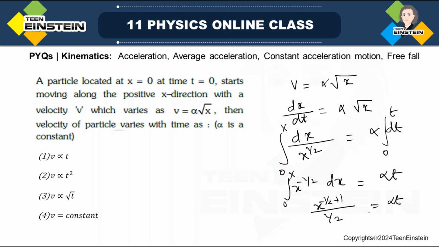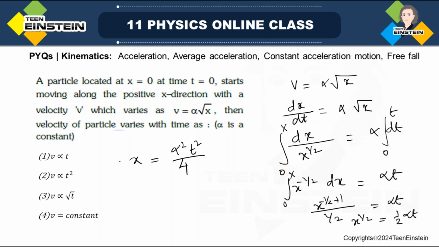This is alpha t. That means this x to the power half is equal to half alpha t. So now if we square this out, what do I get? x is equal to alpha square t square by 4. This is what we get.